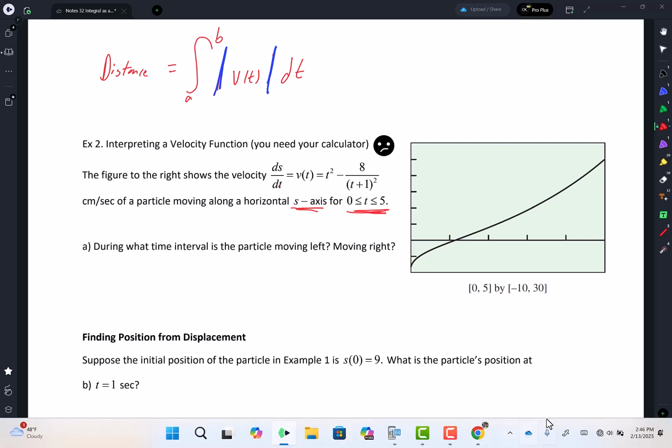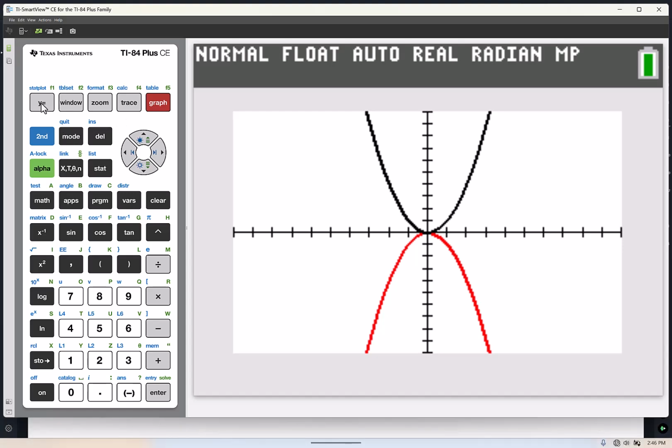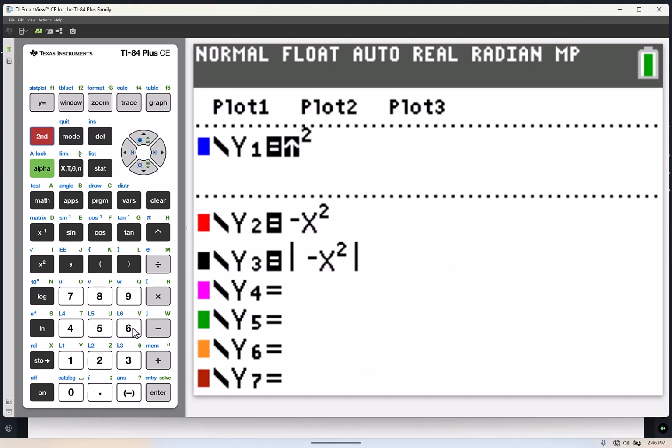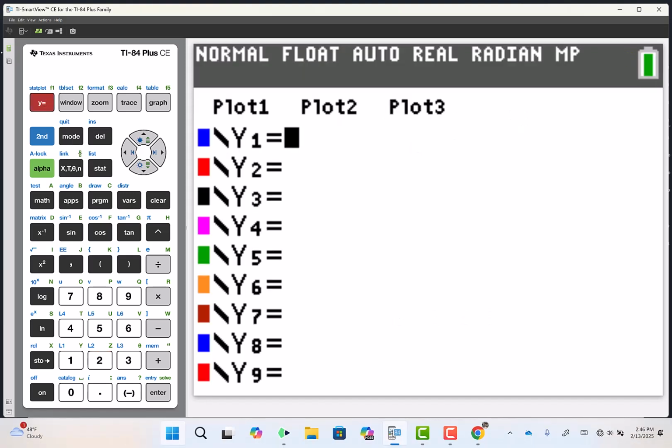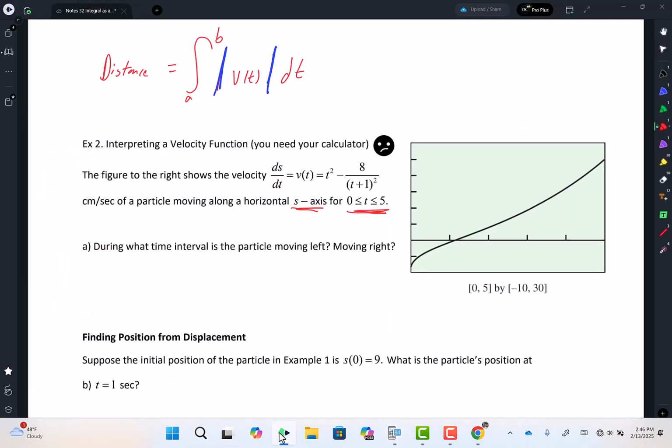Type it into your calculator. Type it into Y1. Go Y1. You know what? Let me clear everything. Second memory 712. All right, Y1. What was my equation? T squared.